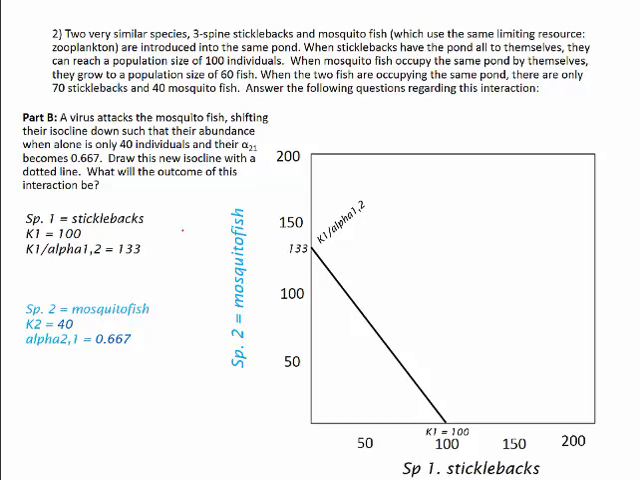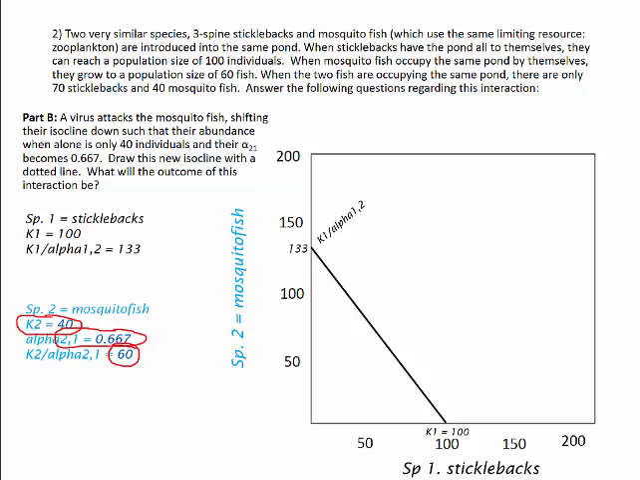So that means that our next step is to divide the alpha into the carrying capacity. So 40 divided by 0.667 is 60. Okay, so just one more time to make sure that that's cleared. We're dividing the carrying capacity, which is 40, by the alpha 2,1, which is 0.667, and that comes out to be 60.